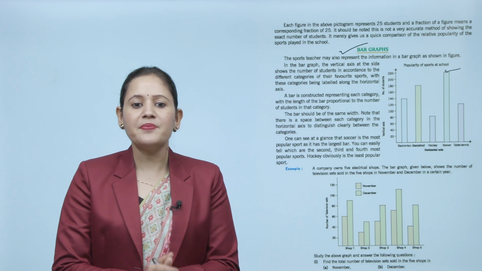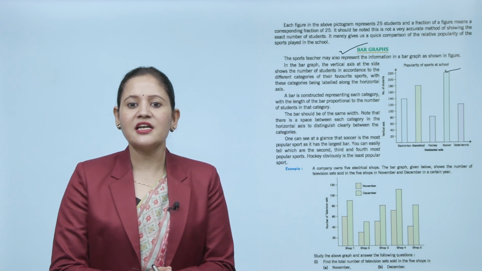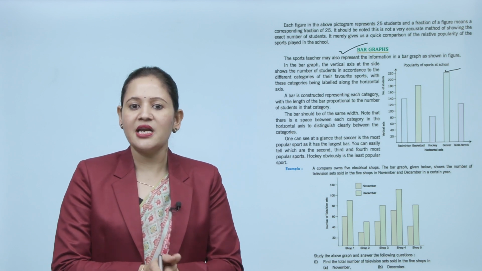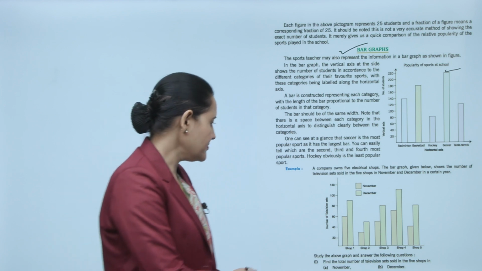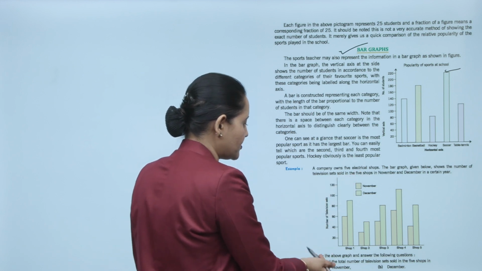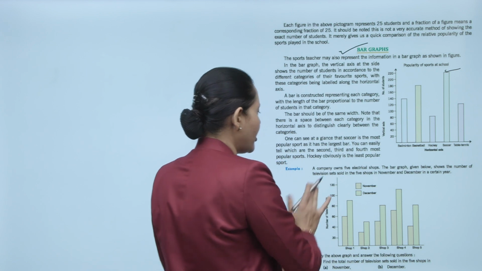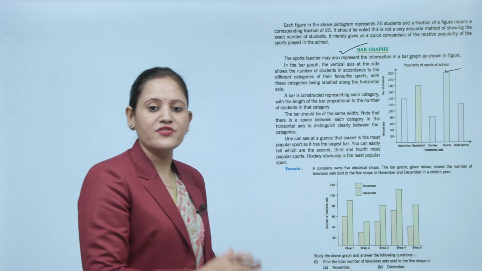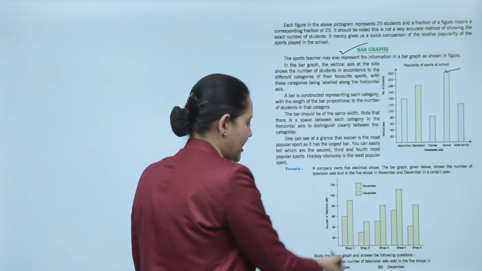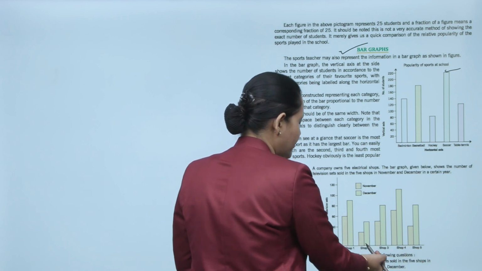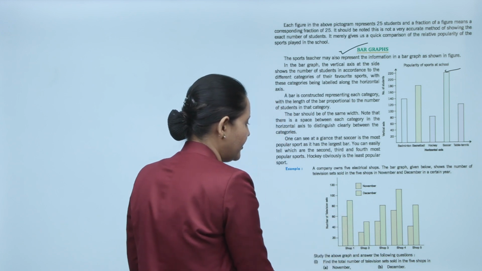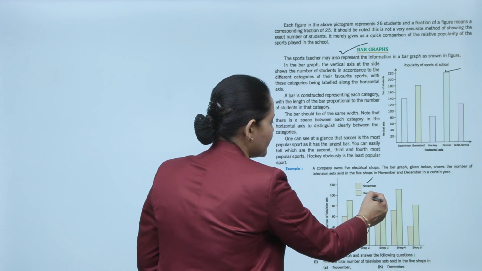Let's take an example. A company owns 5 electrical shops. The bar graph given below shows the number of television sets sold in the 5 shops in November and December in a certain year. So this is a bar graph. The company owns 5 electric shops. What is the bar graph showing? It shows the number of television sets sold in the different shops in the months of November and December. So on the vertical axis, the number of television sets, and here shops are given: shop number 1, 2, 3, 4 and 5. November and December, November and December like this. Clear? So this is showing November and this is for December.